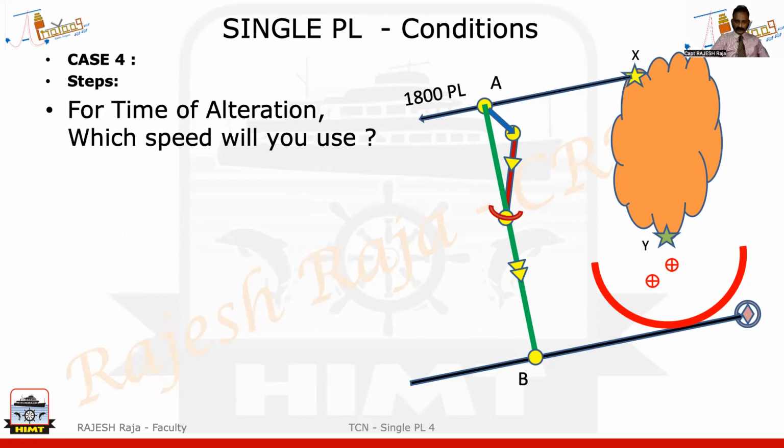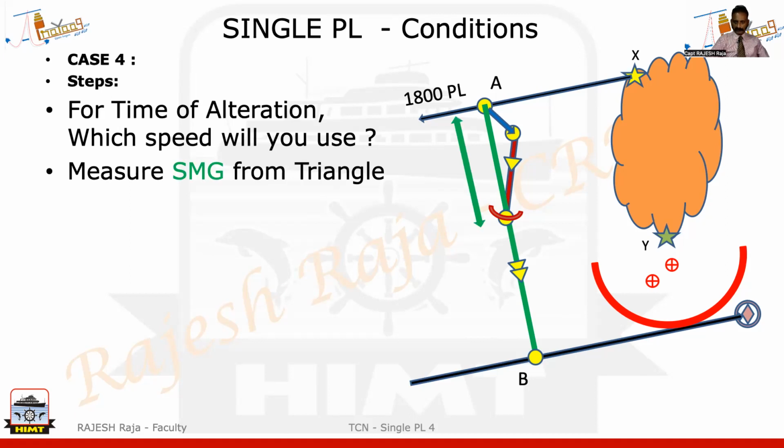The moment I have measured the time of alteration, please remember I need to use a speed. As I mentioned in case number 3, you have to be very careful. Please do not use the engine speed because you're going to be on the CMG track always. So I need to measure the SMG. If you have drawn the first triangle, which is 1 hour, and you measure this, this will give you the SMG. Let us assume that it came as 13 knots.